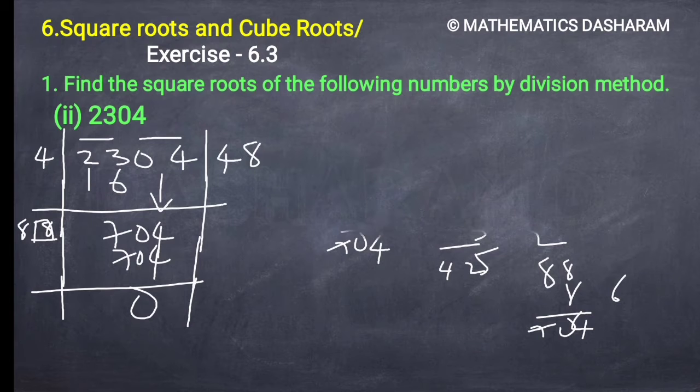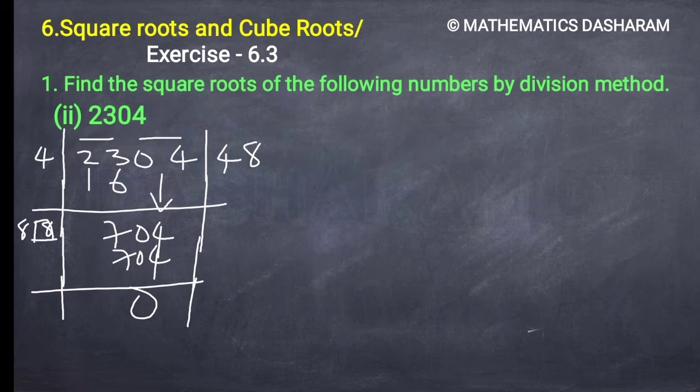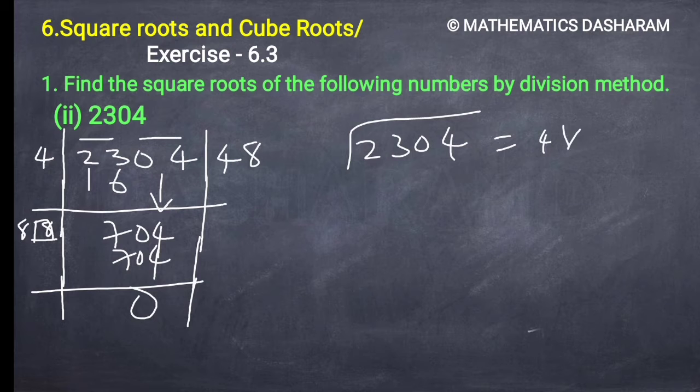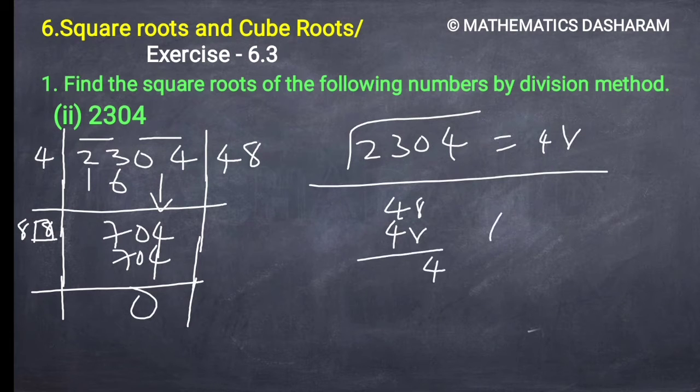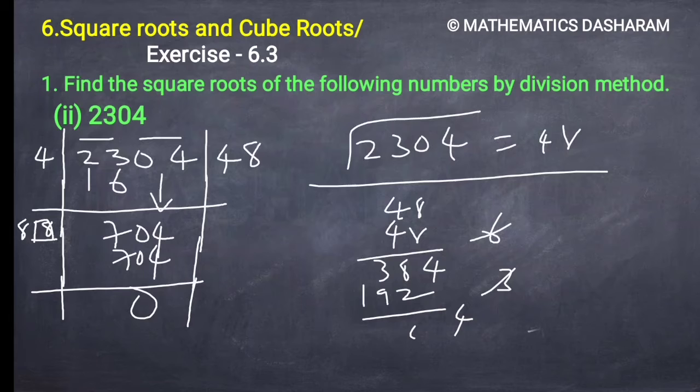So therefore the square root of 2304 equals 48. So let's verify. 48 into 48. 8 8s are 64, 6 carry. 8 4s are 32 plus 6 is 38. 4 8s are 32, 3 carry, 16 plus 3 is 19. 1 carry, 9 plus 1 is 10, plus 3 is 13, plus 1, so 2304.